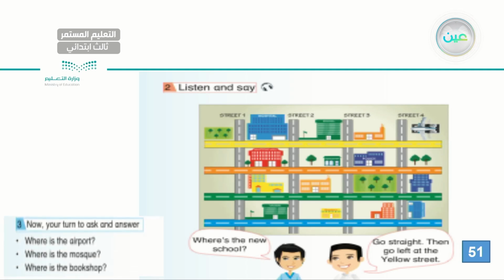Now, we need to ask the 3 questions that we have here. Where is the airport? Where is the mosque? And where is the bookshop? Let's give, for example, the directions to the airport, my dear student. Where is the airport? Now remember, I have a yellow street, orange, green, and blue. The airport is at the yellow street, right? So we need to go straight at the yellow street, pass street number 4, and the airport will be on your left side. Okay, so that's the airport.